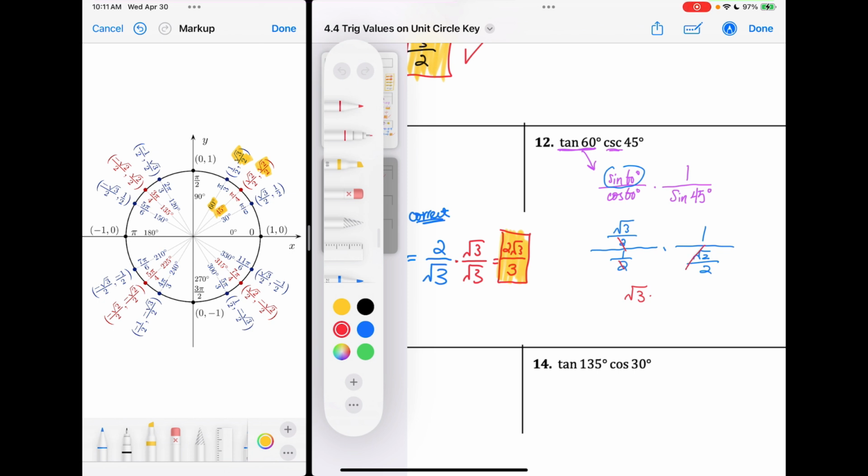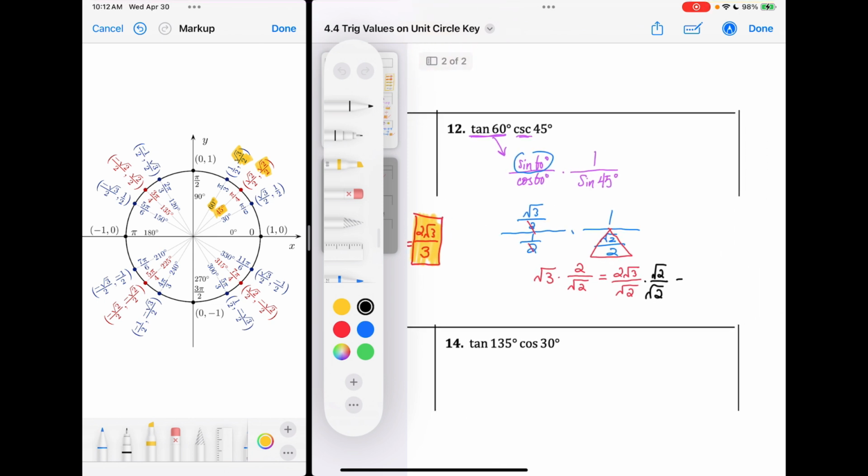So I got square root 3 times, now flip this one. When you flip this one, 1 over fraction just means I'm upside down. So I got 2 over square root 2. Housekeeping, you will know that this becomes 2 square root 3 over square root 2. Now this is correct, but not perfect. We do not like the radical square root 2 at the bottom, so I am going to times the square root 2 over square root 2.